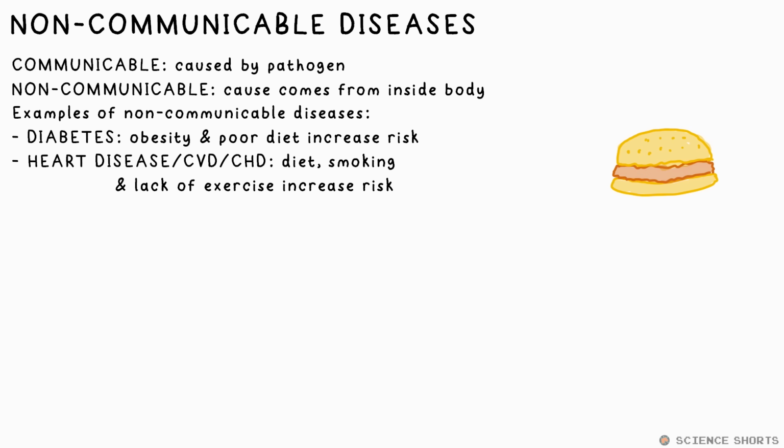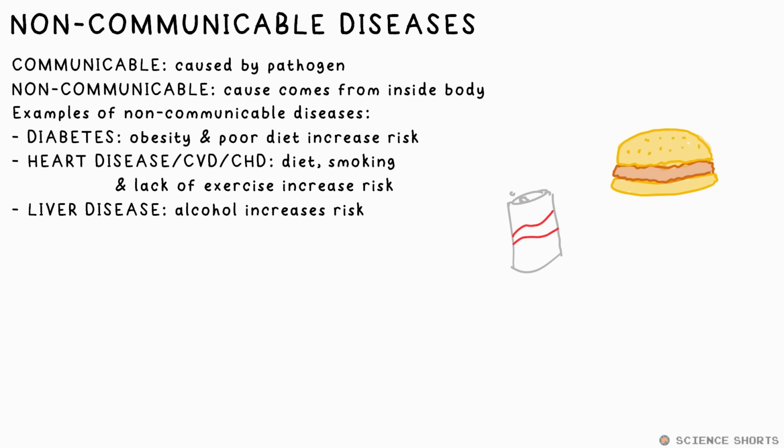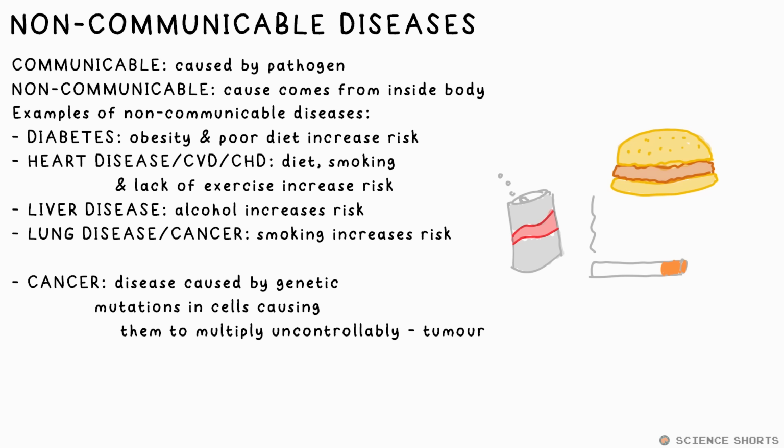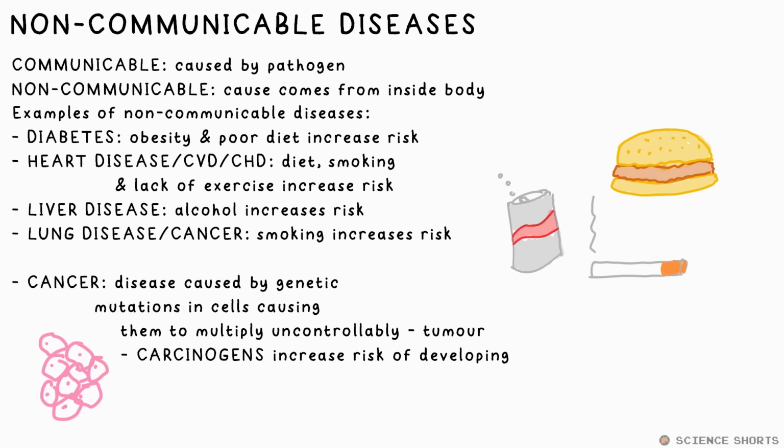A bad diet, smoking, and lack of exercise can affect the risk of heart disease. Alcohol can cause liver diseases, smoking, lung disease, or lung cancer. Cancer is the result of damaged cells dividing uncontrollably, leading to tumours. A carcinogen is the term given to anything that increases the risk of cancer, for example the tar in cigarettes.